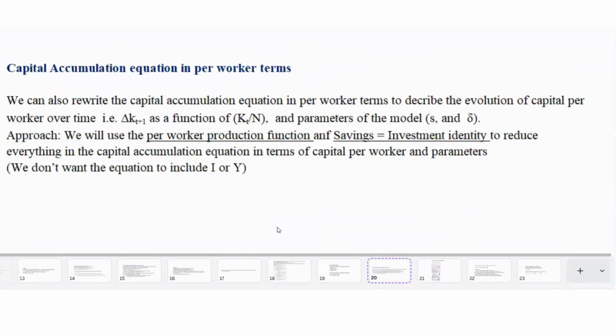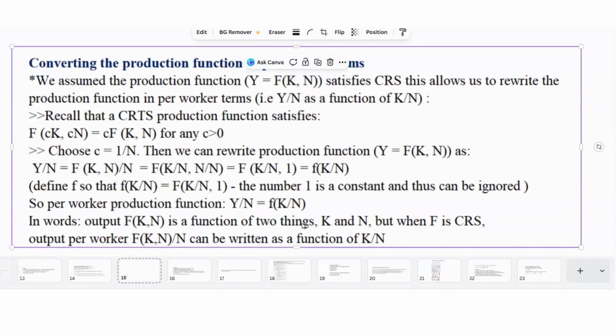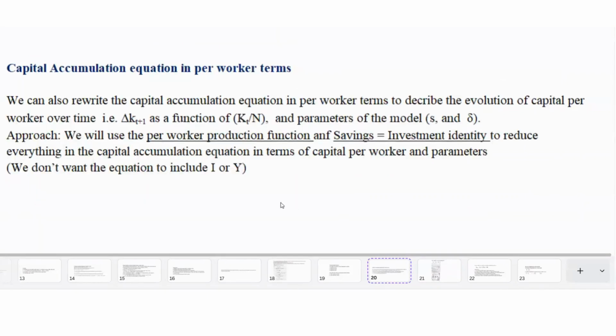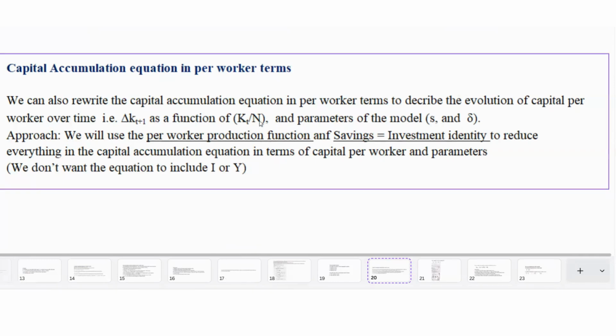We want to write that capital accumulation equation in per worker terms to describe the evolution of capital per worker over time. So we want to essentially write the change in capital per worker as a function of capital per worker and parameters. The way we'll do that is we'll use our per worker production function, which we learned before. How do we write our production function in per worker terms? We learned this over here. So we'll use our per worker production function and our savings equals investment identity to reduce everything in our capital accumulation equation in terms of capital per worker and our parameters of our model, like the savings rate and depreciation. We don't want the capital accumulation equation to include either investment or output.